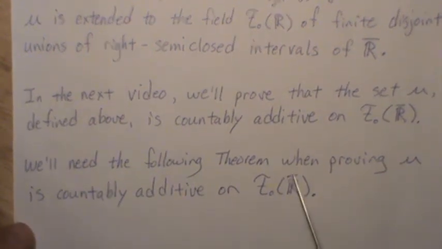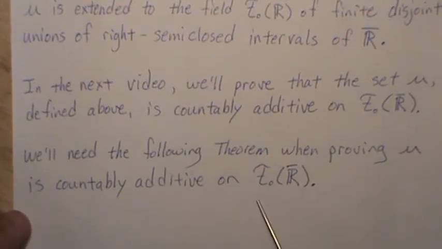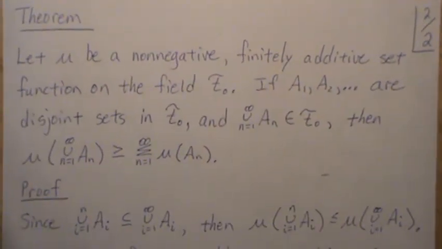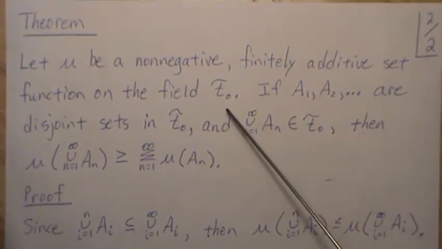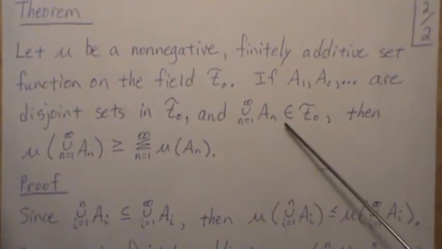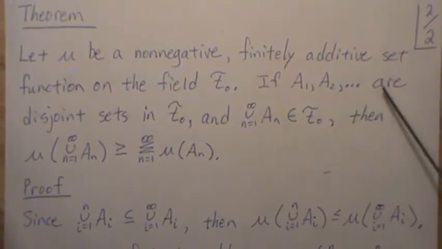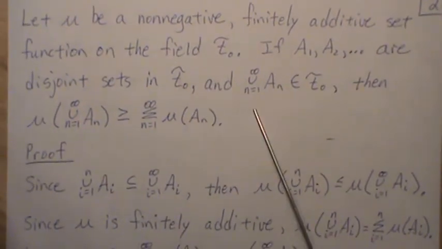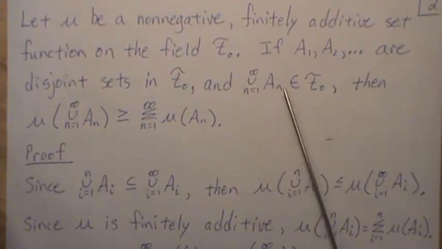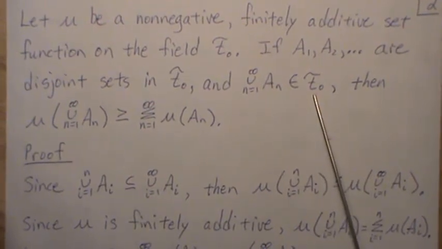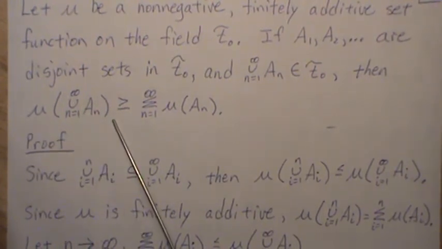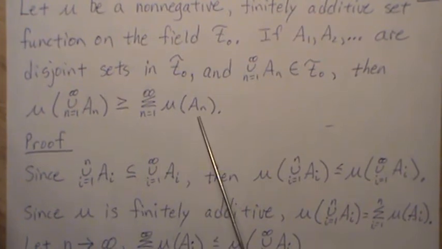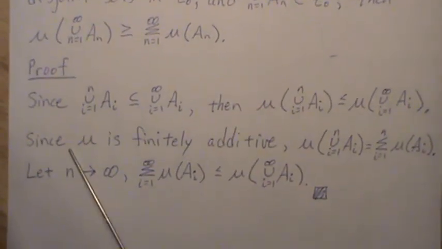We'll need the following theorem when proving mu is countably additive on the field of these right semi-closed intervals. Now, the theorem is this: let mu be a non-negative, finitely additive set function on the field F naught. Now, if A1, A2, and so on are disjoint sets in the field, and the union of these disjoint sets happens to be in the field, then the following property holds. The measure of this infinite union is greater than or equal to the infinite sum of the measures of those disjoint sets. And the proof goes like this.